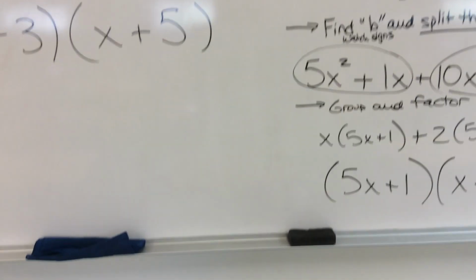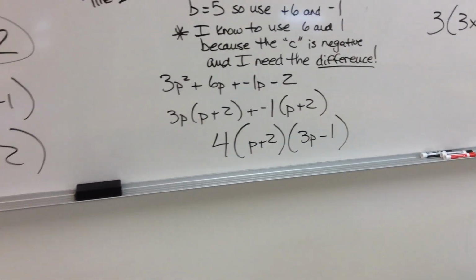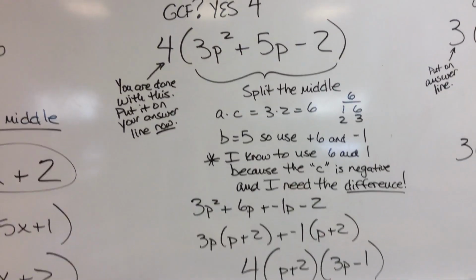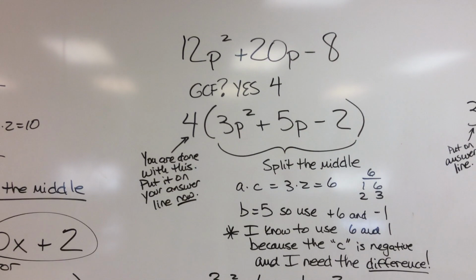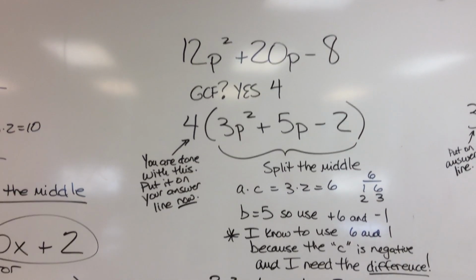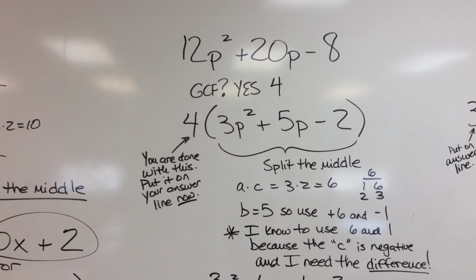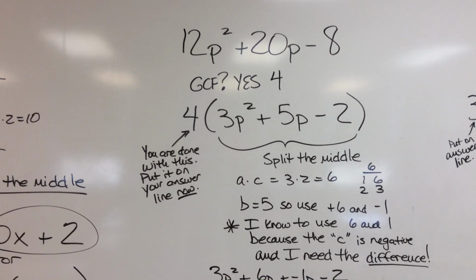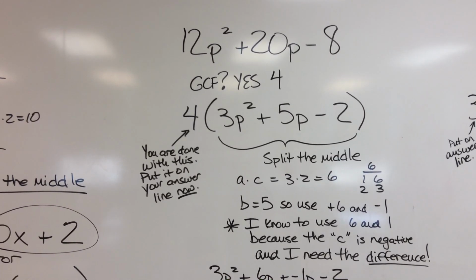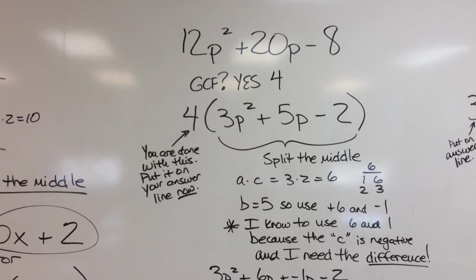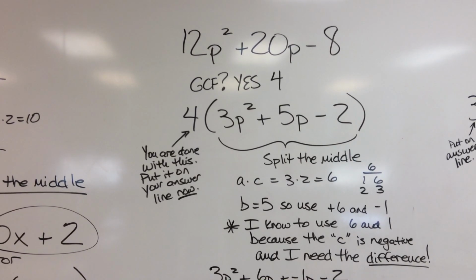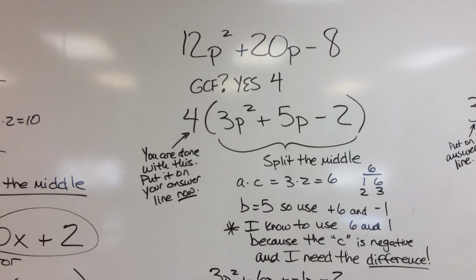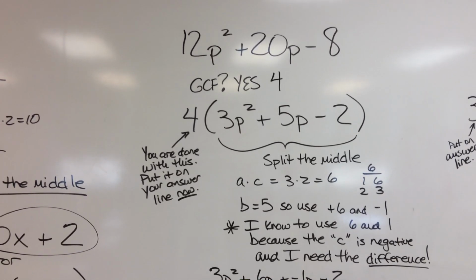Our third example is also from 8.6, where we're factoring where a is greater than 1. This one, however, does have a greatest common factor that needs to come out first. So 12p squared plus 20p minus 8 has a greatest common factor of 4. I take that 4 out and I rewrite my quadratic trinomial without that greatest common factor in it. You have to rewrite it so that you know what you're going to factor.